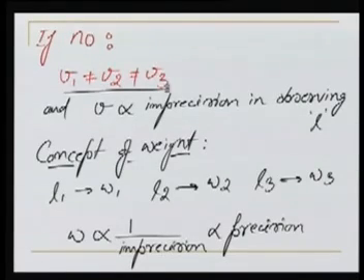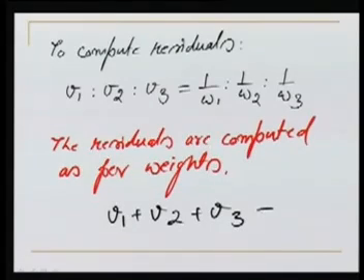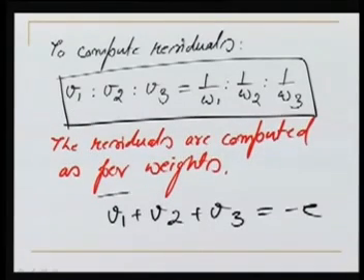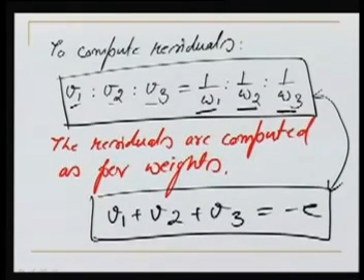Now, if they are not the same, in addition to the equation V1 plus V2 plus V3 equal to minus E that we have seen, we will also have to use this equation. So now we are using these two to find the solution. Over here we see V1, V2 and V3 are having values which are related with the weights of the observations.